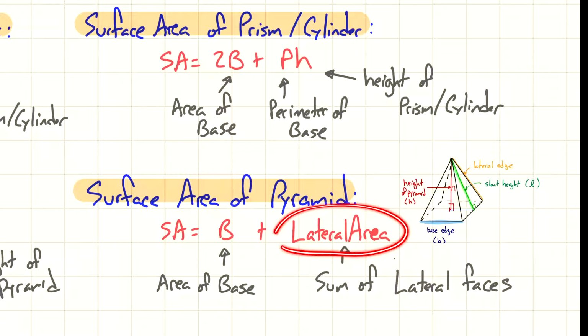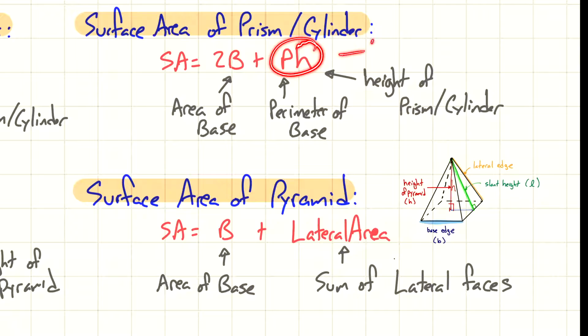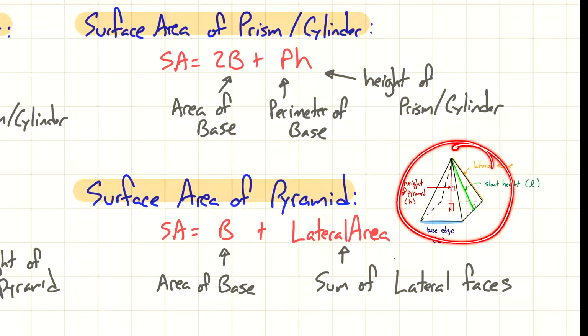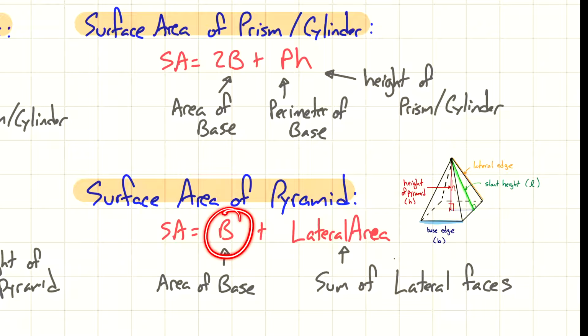The second part to this is the lateral area. Now technically, P times H, perimeter times height, is also the same thing as lateral area. So this is lateral area, which represents just the area around the shape that does not include the base. So that's what this lateral area means. It means the area all around the shape except the base, right? So I don't want the base. So why? Because I'm adding it here.